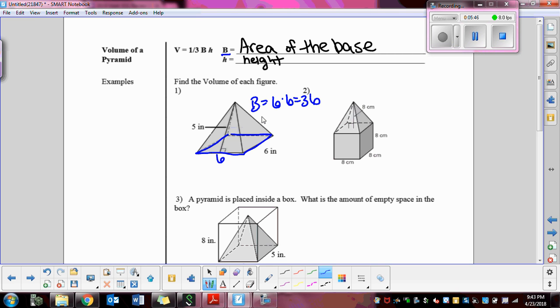And then the height we do not know. They don't give us the height of this pyramid. They give us the slant height. But we need this red height. But we can figure it out.